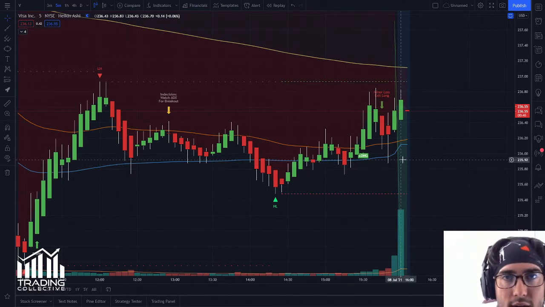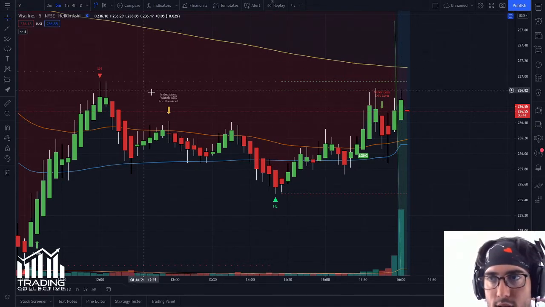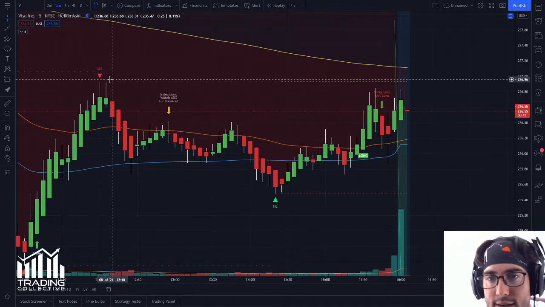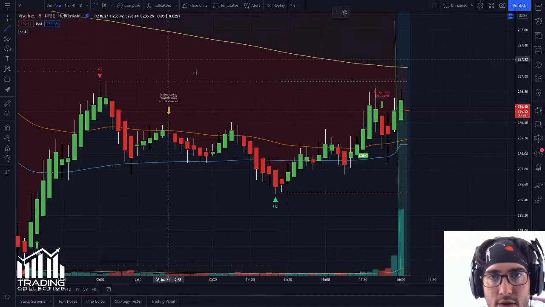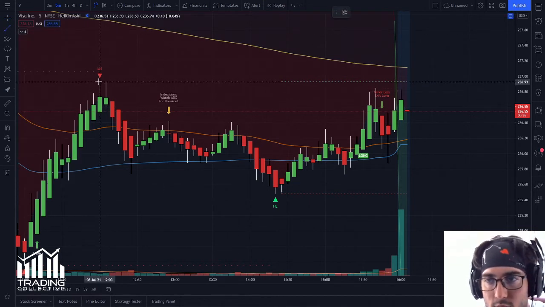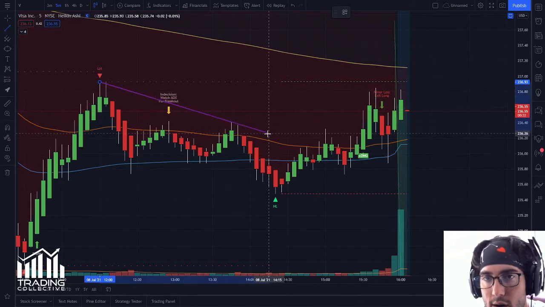So today we're looking at Visa 5-minute chart. And I'm going to show you guys a common mistake that people are making when they're drawing trend lines. So we'll take the trend line tool here, and we'll say that we're trying to draw a downtrend here so we can time our entry.